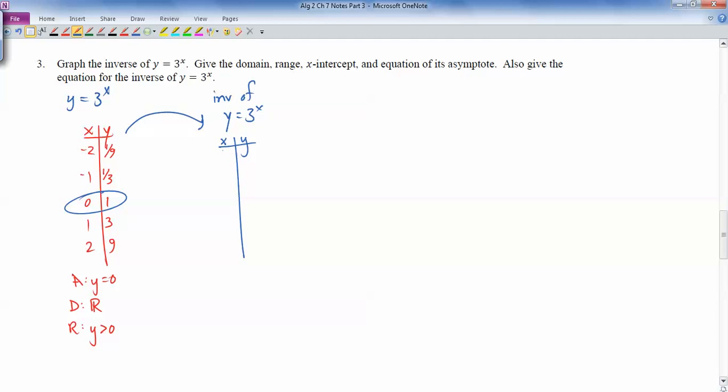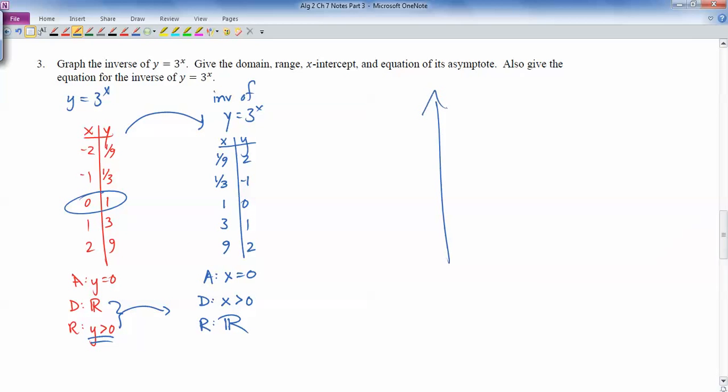So instead of negative 2, 1/9, I have 1/9, 2. Instead of negative 1, 1/3, I have 1/3, negative 1. I've got 1, 0, 3, 1, 9, 2. Instead of y equals 0, I've got x equals 0. And then domain and range, they switch when you go to inverses, because domains are x values. Well, now they were whatever the y values were here, so now it's really x is greater than 0. And the range is going to be, instead of x is all real numbers, now it's y is all real numbers. So then let's graph this.